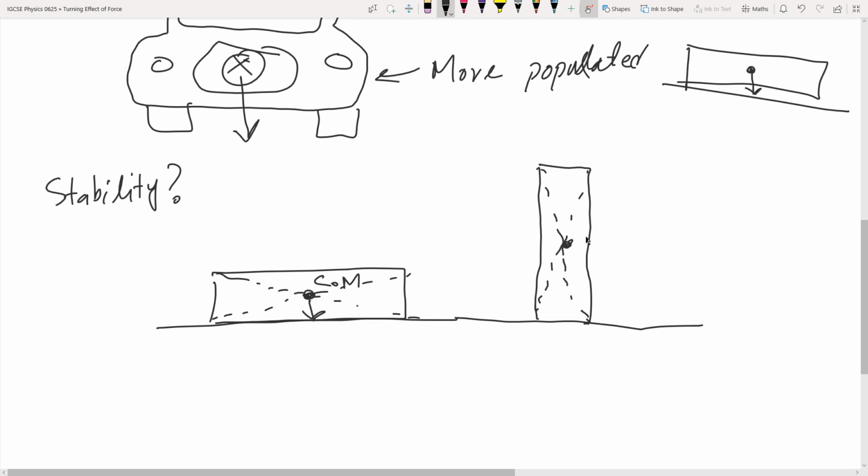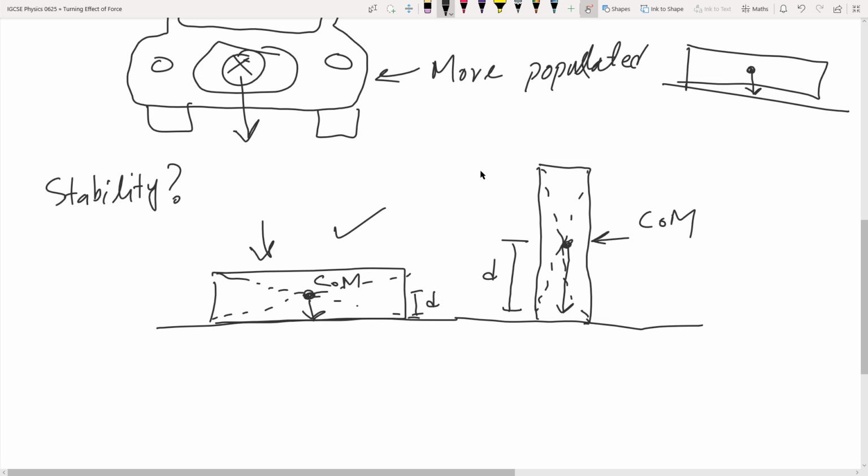Now this is also the center of mass, right? In this case, as you can see, the center of mass, this D, is more than this D over here. So which one is more stable? This one is more stable. Why? Because there is very little chance that this will topple. Why? Because the center of mass is much closer to the surface.